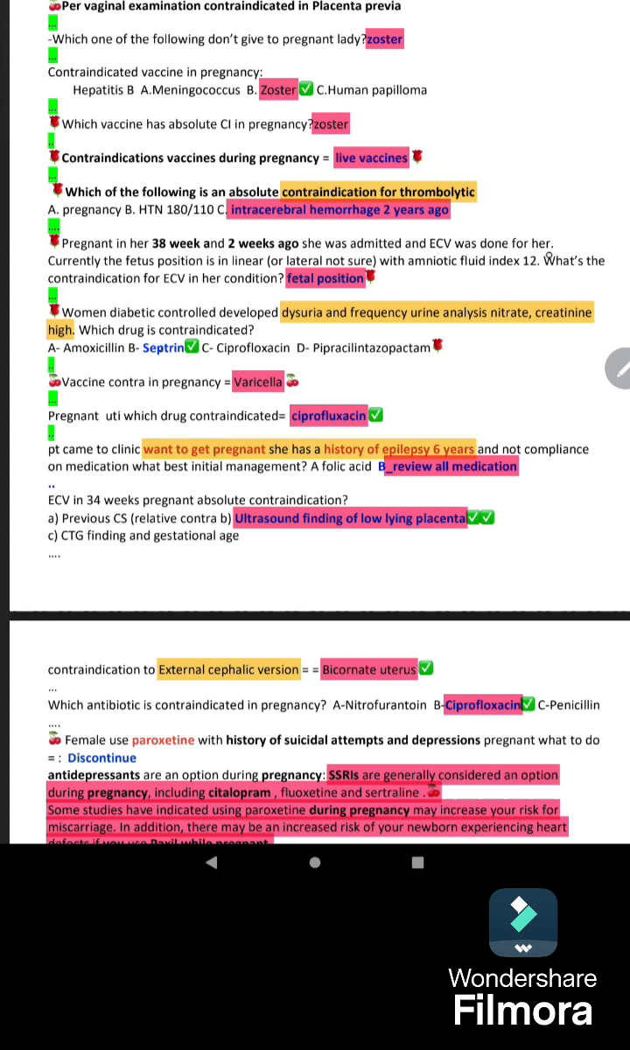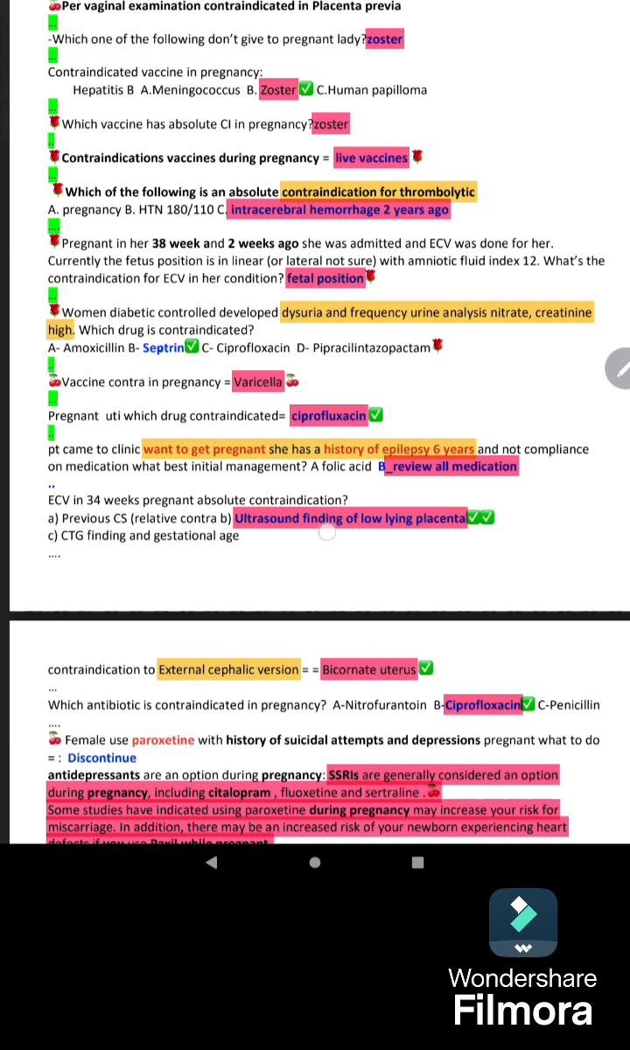Okay. So next question: a pregnant woman at 38 weeks, 2 weeks ago she was admitted and ECV was done for her. Currently, her fetus position is in linear lie and amniotic fluid index is 12. What is a contraindication for ECV in her condition? So the fetal position is the answer, because I'll tell you why. You already know that anything that warrants an LSCS is an absolute contraindication. So here the position of the fetus, that is a linear lie, is an indication for LSCS. So the fetal position becomes the contraindication for ECV.